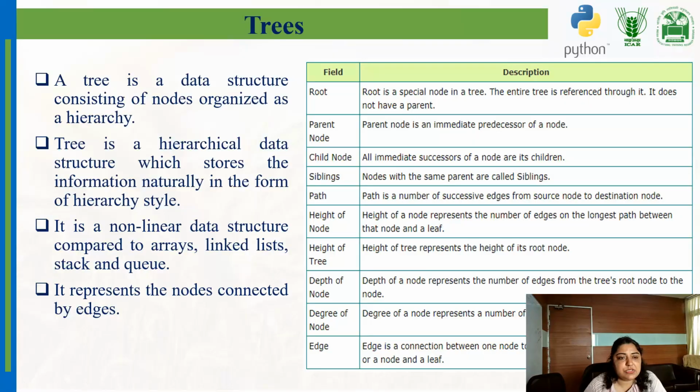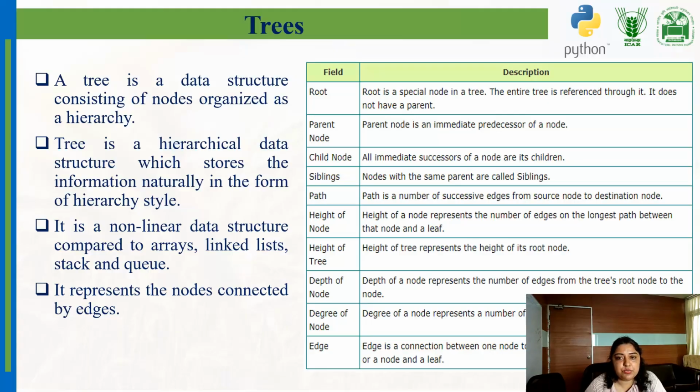Okay. Next we are having trees. A tree is a data structure consisting of nodes organized as a hierarchy. A tree is a hierarchical data structure which stores the information naturally in the form of hierarchy. It is a non-linear data structure as compared to array, linked list, stack and queues. These are the linear data structures. And these are some terminology related to trees.